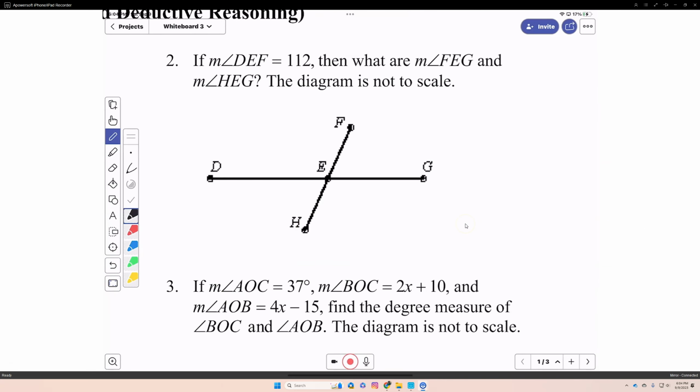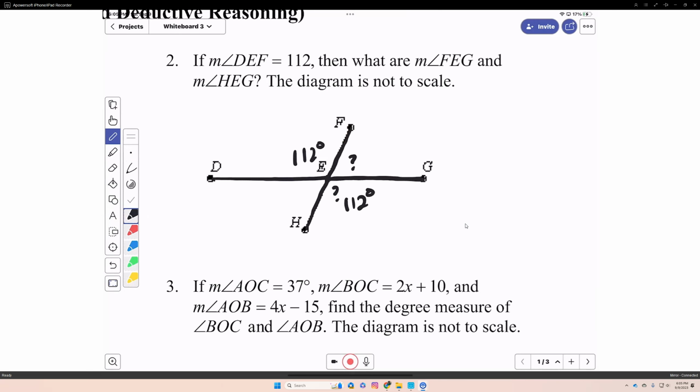In problem 2, it says if the measurement of angle DEF is 112, so it's this angle, it's 112. What are the measurements of angle FEG, which is this one right here, and the measurements of angle HEG, which is this one right here? So we know that angle HEG is vertical to FED or DEF. So this is 112. Remember that all vertical angles are congruent. So that's 112.